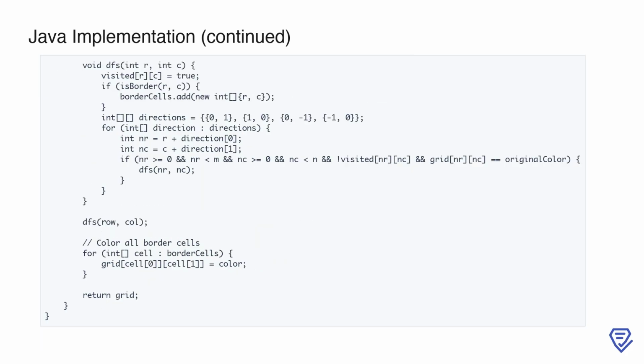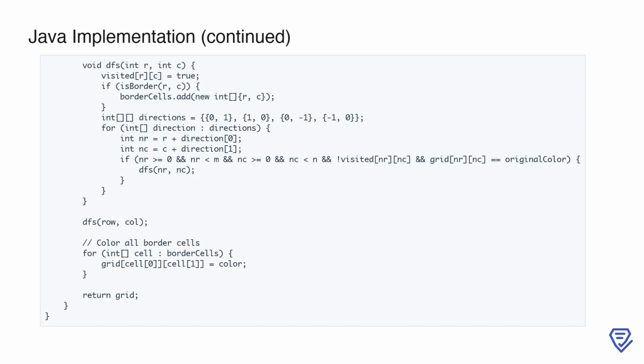To explore the connected component, we define the DFS method. This recursive function marks the current cell as visited and checks if it's a border cell using the isBorder method. If it is, we add its coordinates to the border cells list. Then, we iterate through all 4 possible directions: right, down, left, and up, and calculate the coordinates of the neighboring cells. For each neighbor, we ensure it lies within the grid boundaries, hasn't been visited yet, and has the same color as the original cell before calling DFS on it.